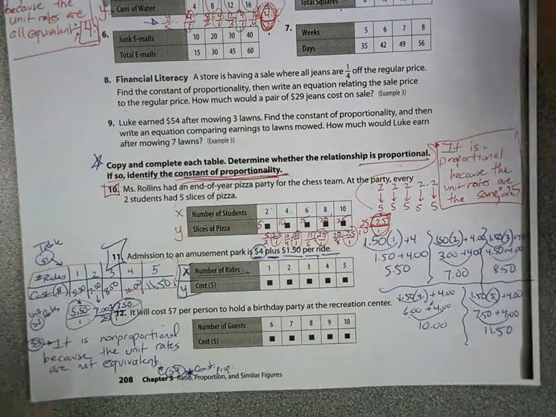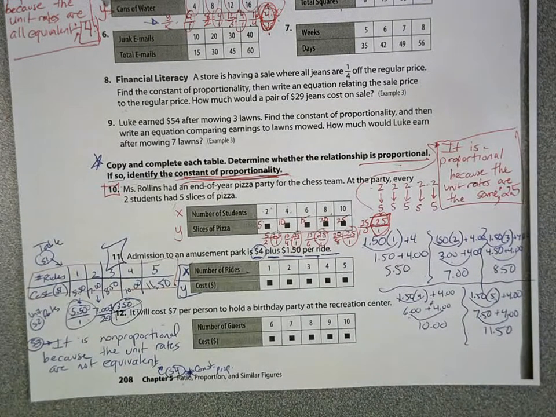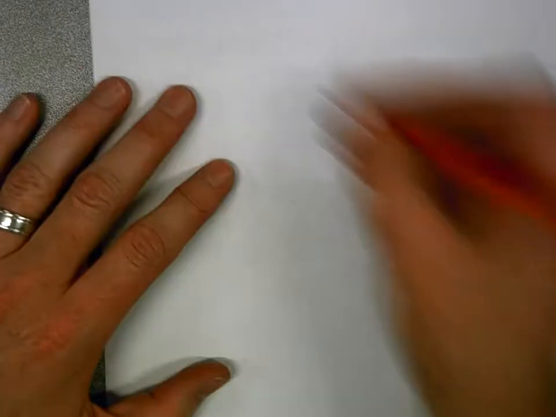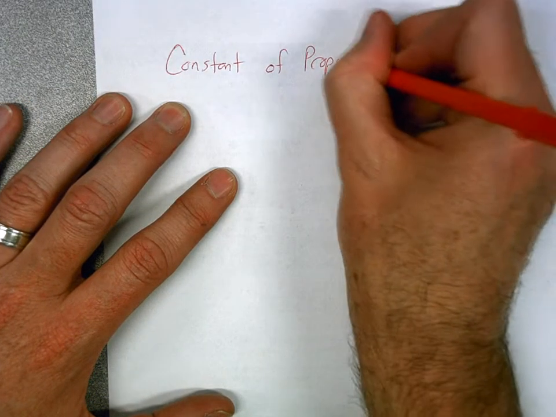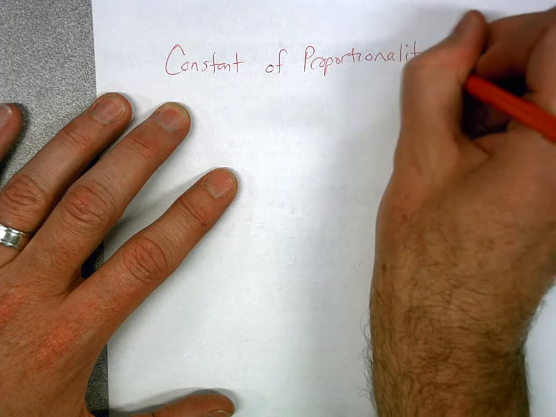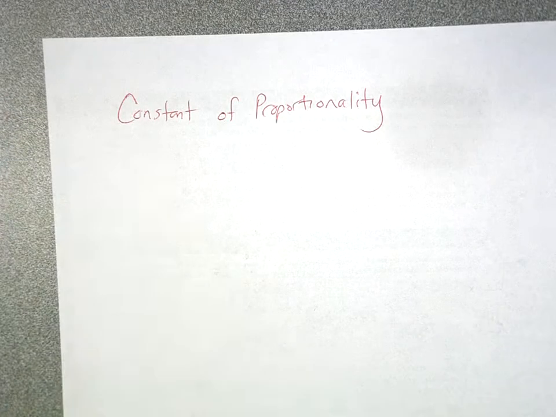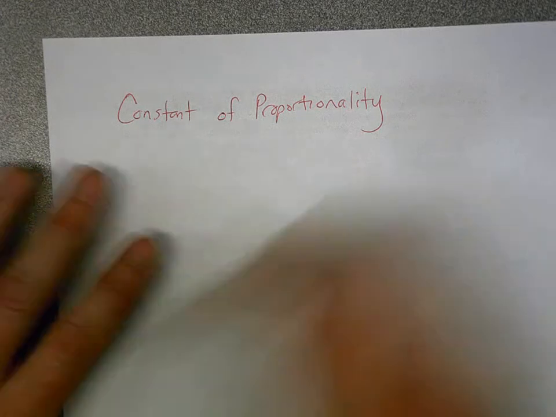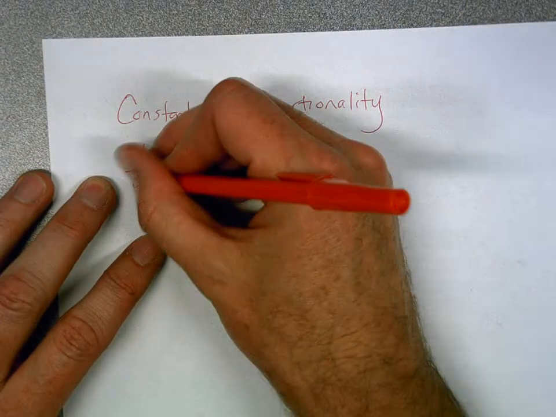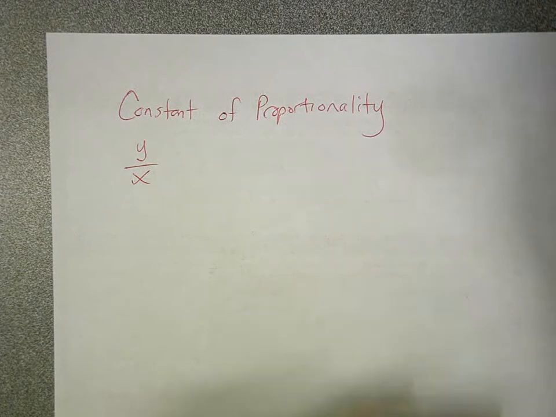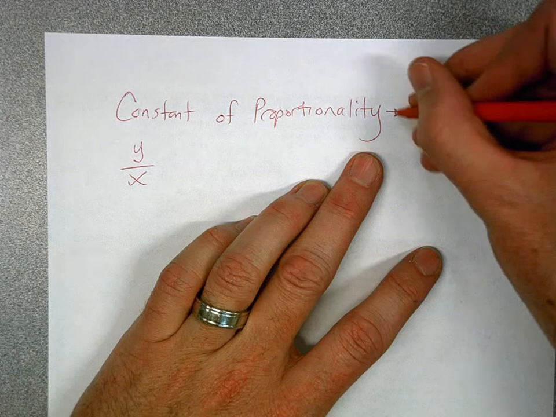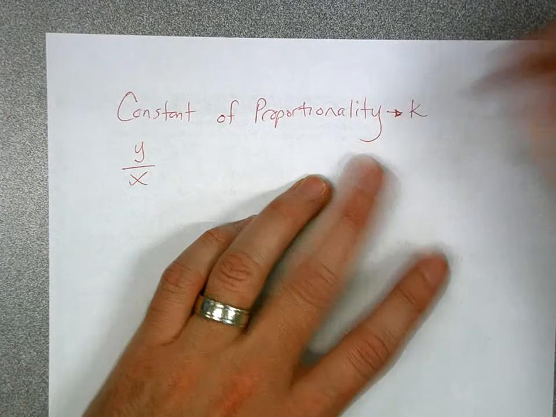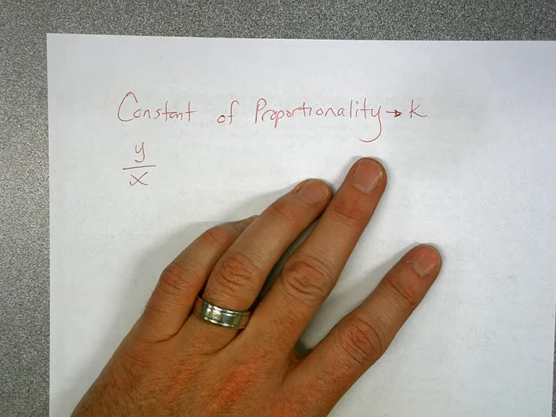Okay. Now, here's what I'd like to do. Before we do this second kind of problem, I want to talk really quickly. Let's take a break. You can put your pencils down. I want to talk about the constant of proportionality. Remember, constant of proportionality is y over x. Now, you're in math land, right? A lot of mathematicians will give this a symbol or a variable, and that is k. Constant of proportionality is represented by a k.